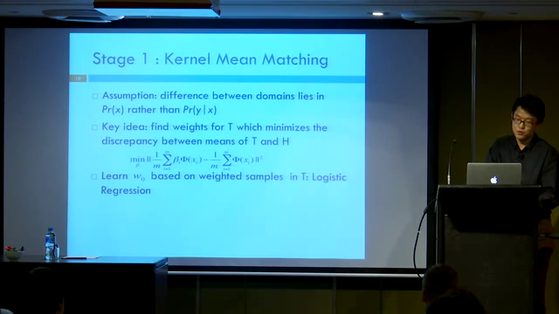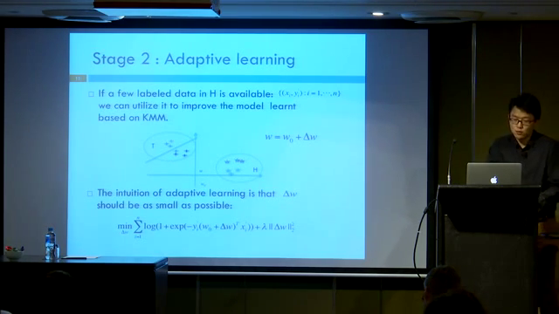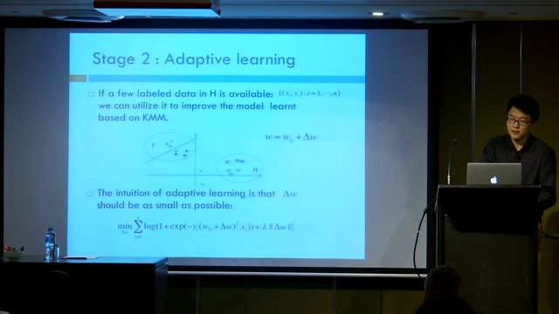And we can use a gradient-based algorithm to solve it efficiently. After that, we can learn a model based on the weighted samples in the domain T and apply this model to the domain H. In the first stage, we don't need the label information in the target domain. But usually we will have a small portion of labeled data in that domain.